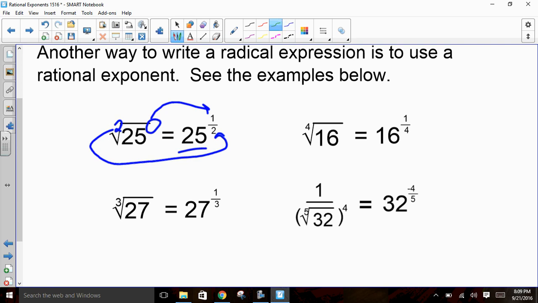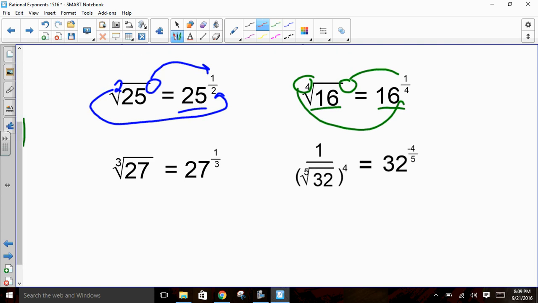Same idea on this next one. I copy that 16 over. The fourth root, that 4 becomes my denominator. There's no power, it's that invisible 1, so I get 1 on top. My cube becomes my denominator. Power of 1 becomes the numerator.